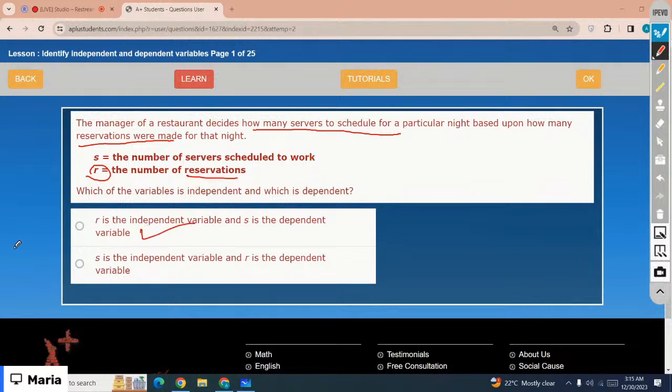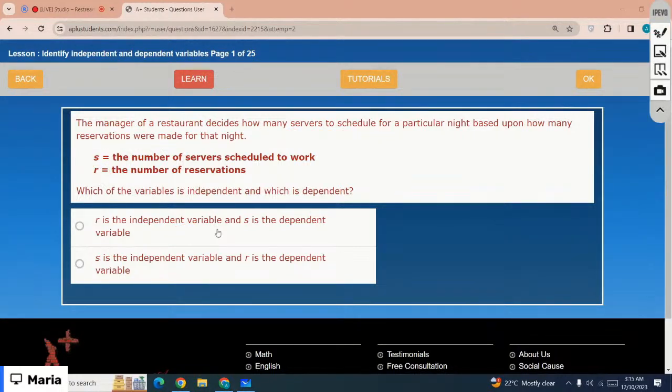So r is the independent variable, the number of reservations is independent, but s is dependent on the r. So the correct option is r is the independent variable and s is the dependent variable. Option number 1 is the correct option. Got it? R is the independent variable and S is the dependent variable. Option number 1 is the correct option.